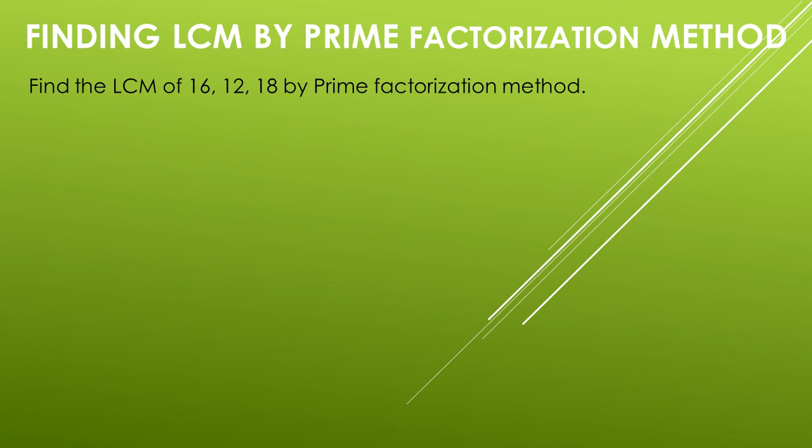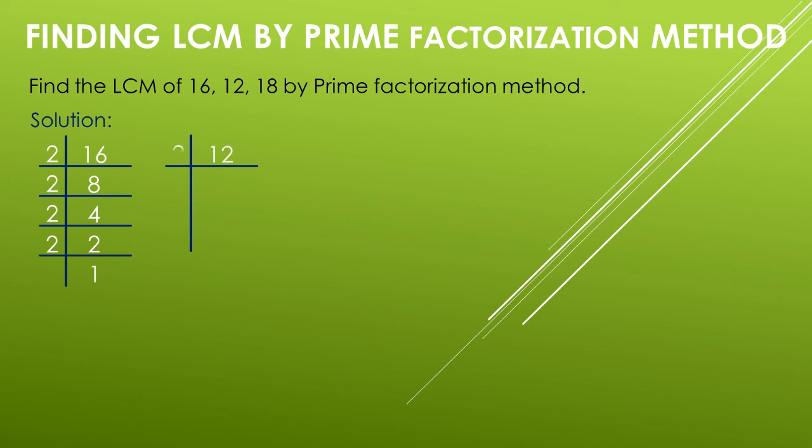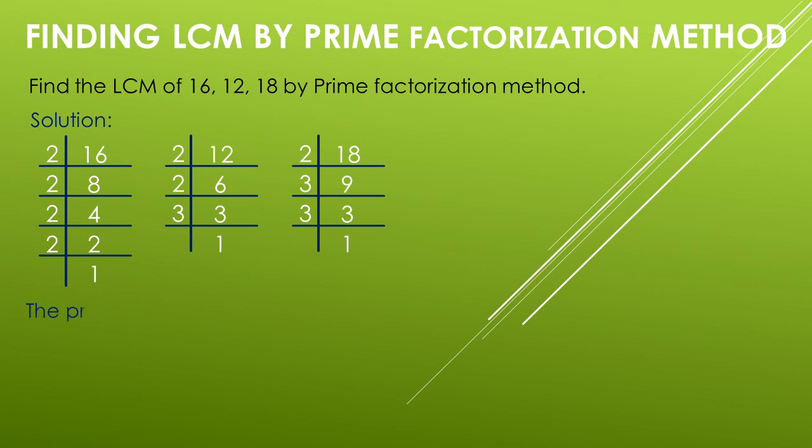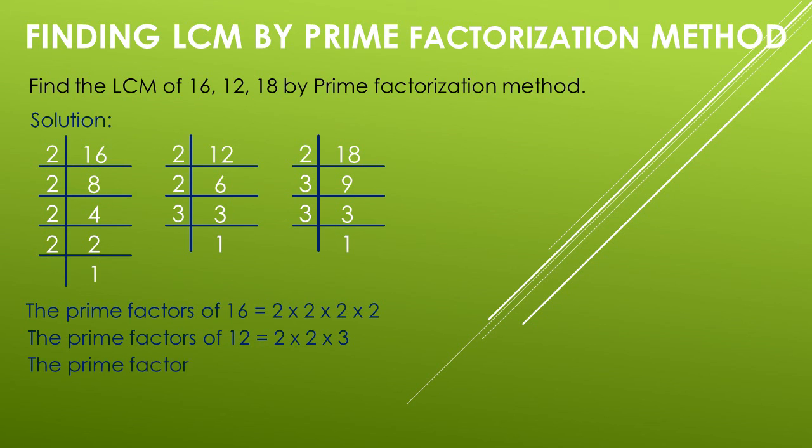Let us find the LCM of 16, 12 and 18 by prime factorization method. Write the solution. First we will find out the prime factors of 16, 12 and 18. Everyone knows how we will find the prime factors. So the prime factors of 16 are 2 multiplied by 2 multiplied by 2 multiplied by 2. Then we find the prime factors of 12. So the prime factors of 12 are 2 multiplied by 2 multiplied by 3. Then we find the prime factors of 18. So the prime factors of 18 are 2 multiplied by 3 multiplied by 3.